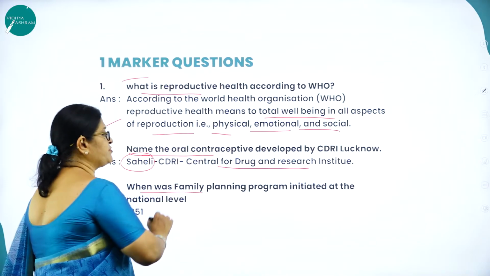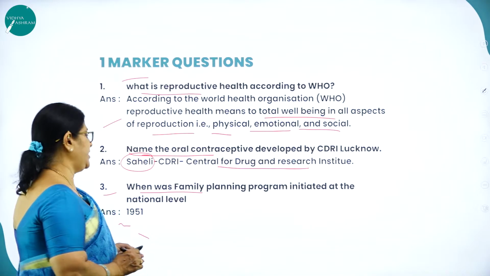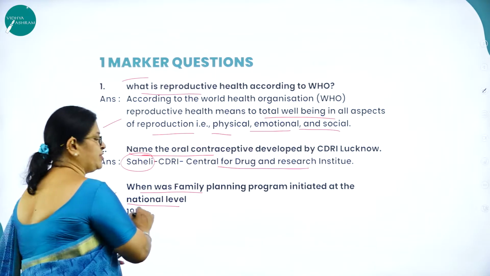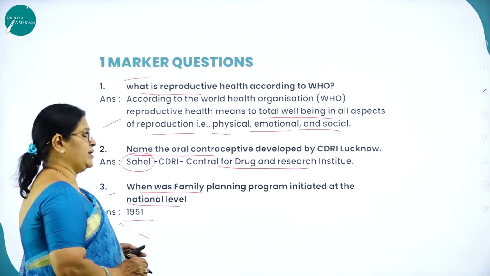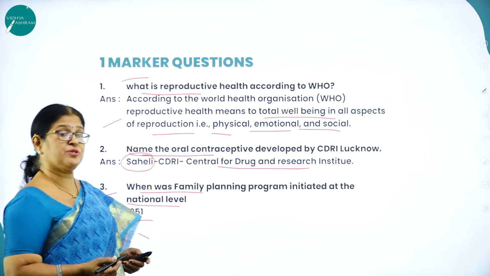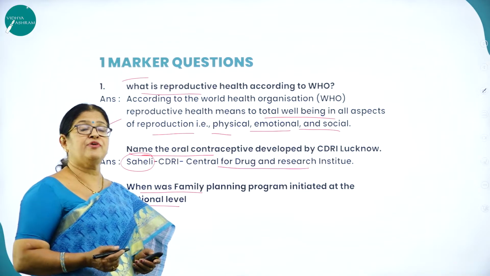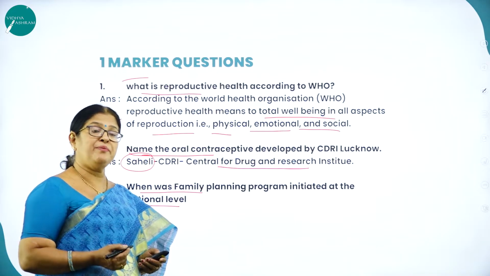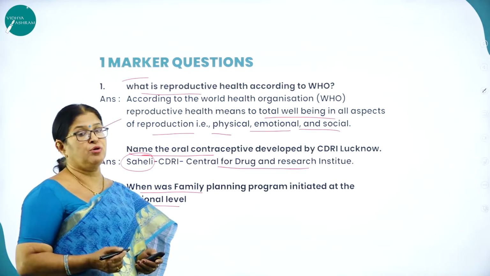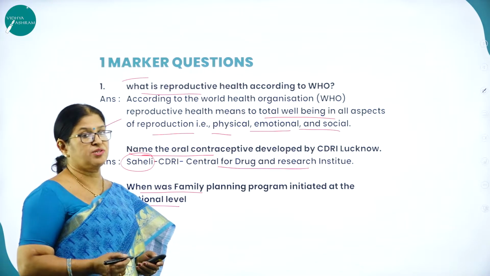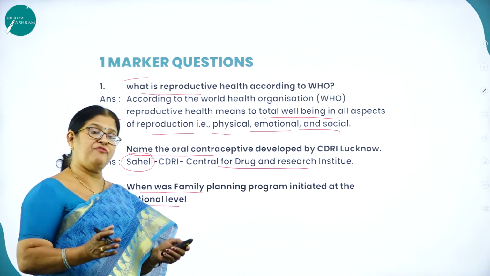Then, when was the family planning program initiated at the national level? It was initiated in 1951. They might also ask what the family planning program is. It is planning for a small family by implementing scientific birth control methods or fertility control methods, which is called family planning for a small family.